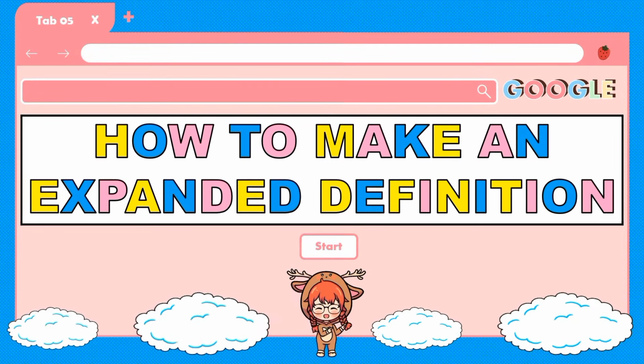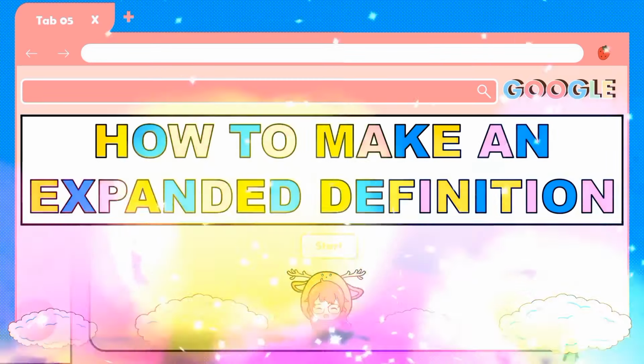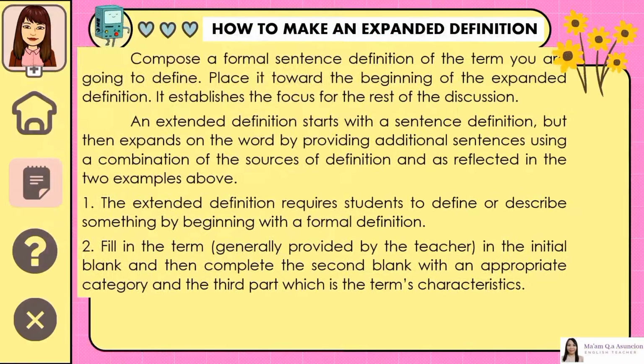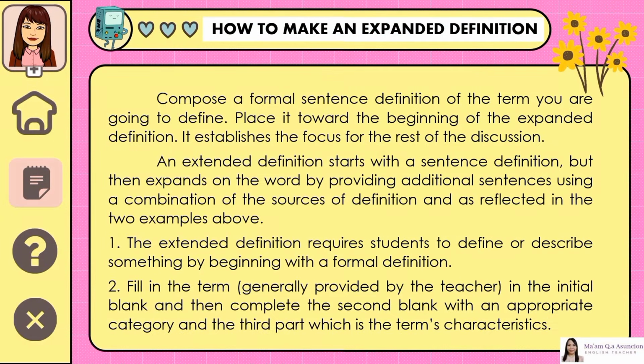How to make an expanded definition? Compose a formal sentence definition of the term you are going to define. Place it toward the beginning of the expanded definition. It establishes the focus for the rest of the discussion. An extended definition starts with the sentence definition, but then expands on the word by providing additional sentences using a combination of the sources of definition, as reflected in the two examples above.